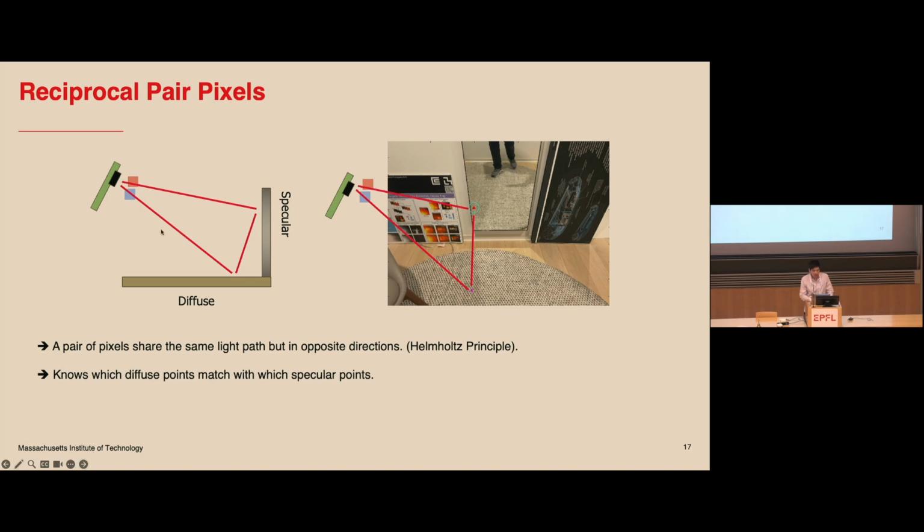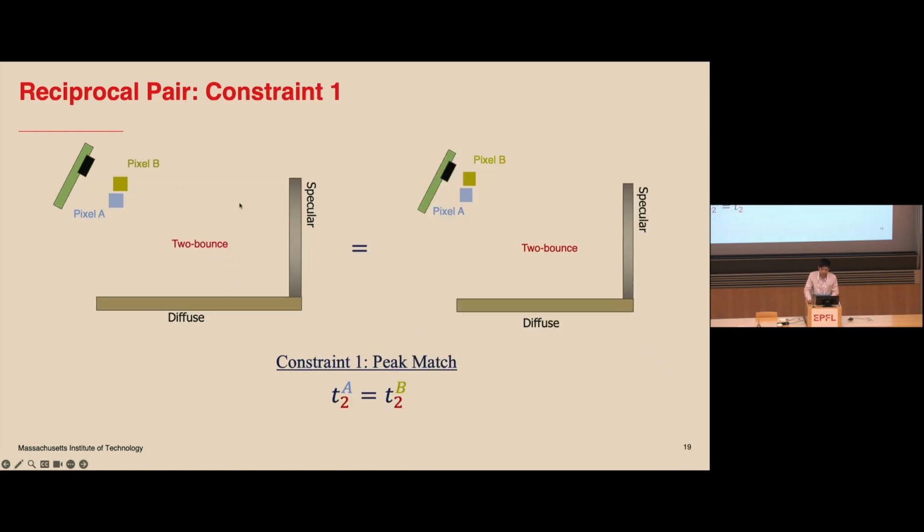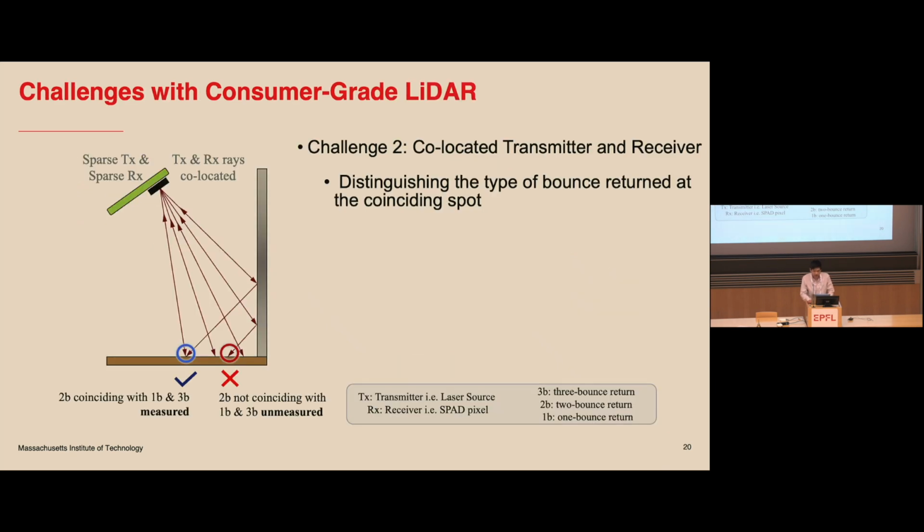So just looking along this path, we know this diffuse point must match with this specular point. And once you have the time of flight of this path, you can triangulate to get the distance to the true mirror surface. So that's our first constraint, which we call the peak match, where the two bounces of the Raskar pair should match with each other.